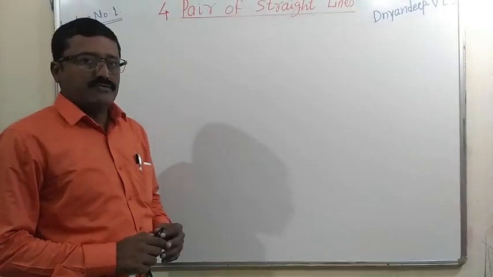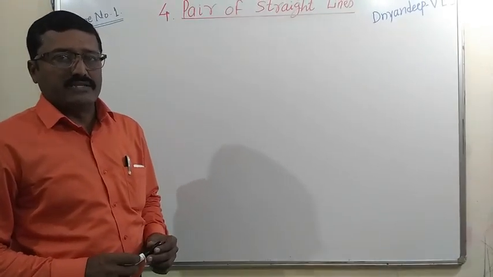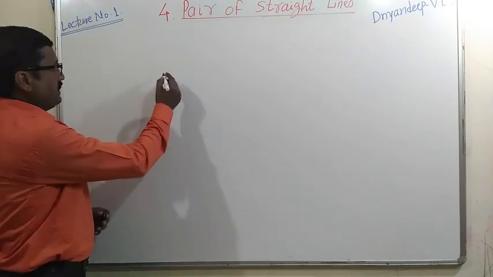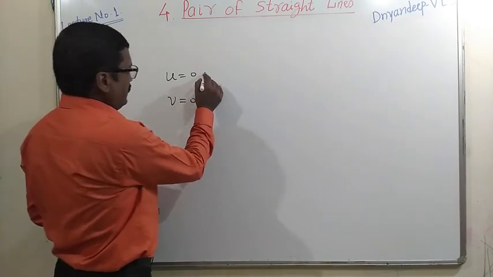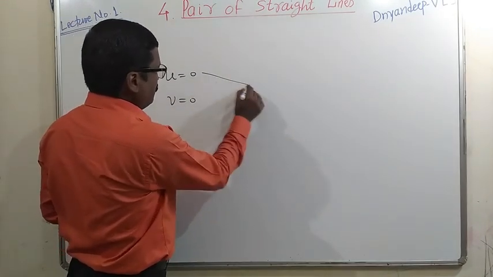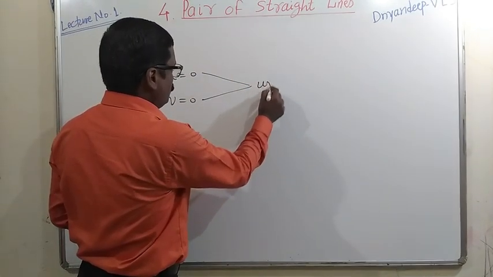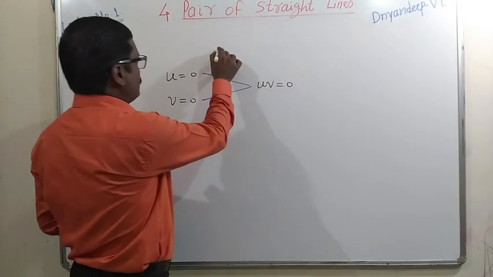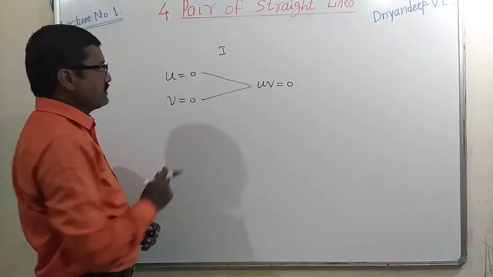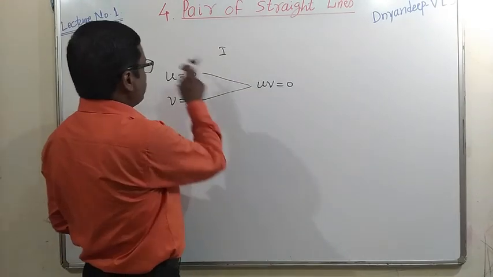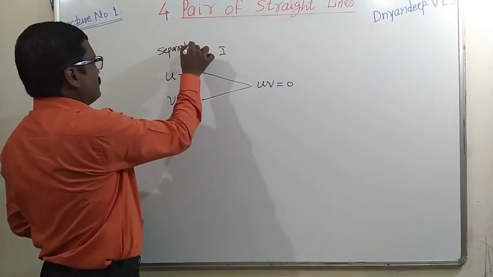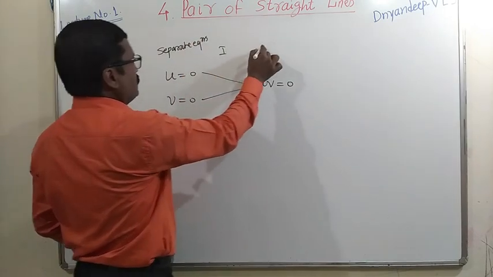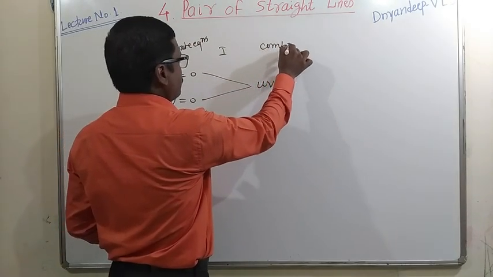As in this article, we have learned how to find the combined equation of two lines when separate lines are given, u equal to 0 and v equal to 0, and to find the combined equation from these two lines, that is uv equal to 0. So this is the first type of example: finding combined equation from separate equations.